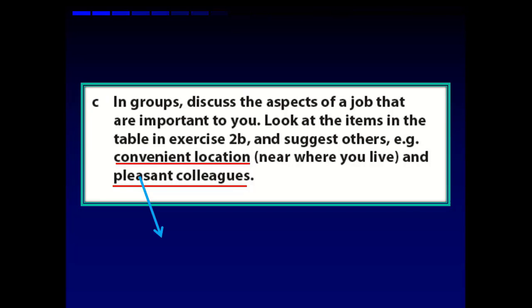In groups, discuss the aspects of a job that are important to you. What is the job that you dream to have in the future? Look at the items in the table in exercise 2B and suggest others. For example, convenient location, near where you live, or pleasant colleagues. What are the things that you most like to have in your future job? Like the convenient location, is it near to your house, for example? Pleasant colleagues, who is a colleague? A colleague is someone who works with you.